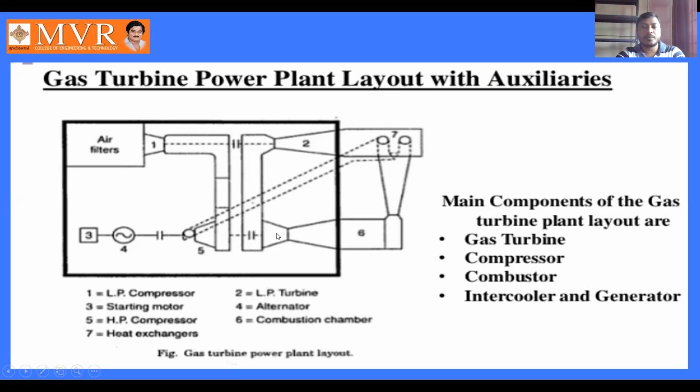and enters the high pressure turbine, where the kinetic energy is converted into heat energy, and the heat energy into mechanical energy. The mechanical energy is transferred to the alternator. The alternator converts the mechanical energy into electrical energy. The remaining gases produced in the high pressure turbine enter the low pressure turbine, and after that, by heat exchanging, they enter the combustion chamber. This is what the gas turbine plant layout is about.